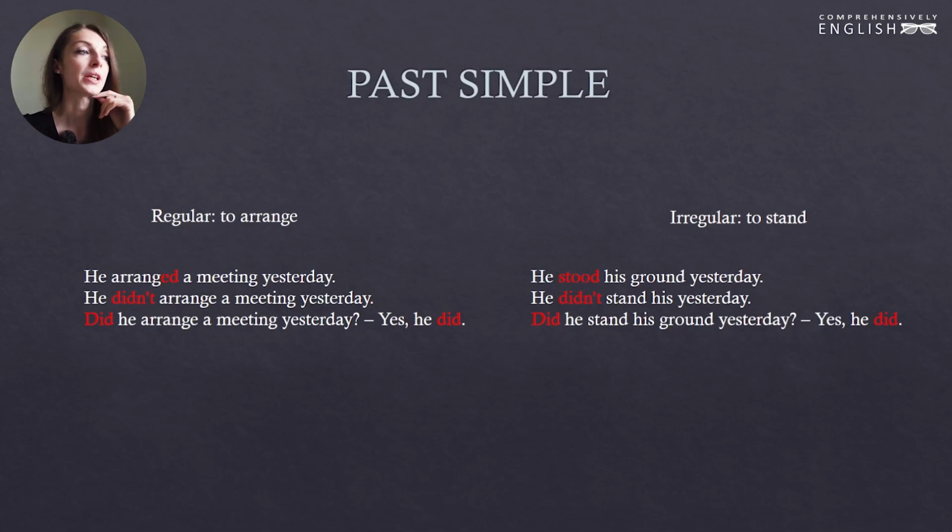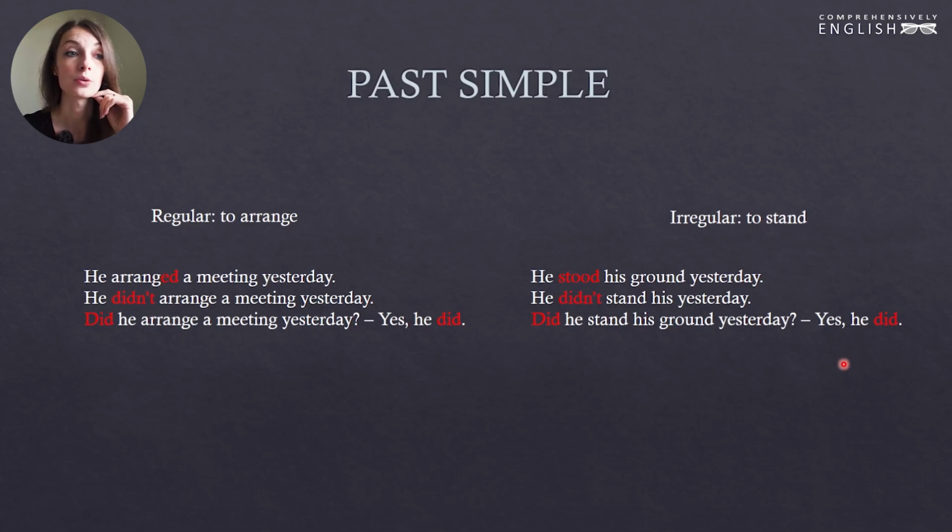He arranged a meeting yesterday. He didn't arrange a meeting yesterday. Did he arrange a meeting yesterday? Yes, he did. What we did here is we got rid of the ending ed in the negative form and in the question. Let's now look at irregular verb, to stand.